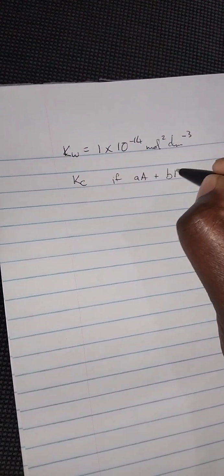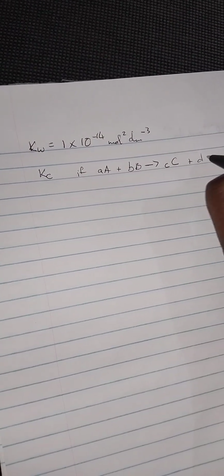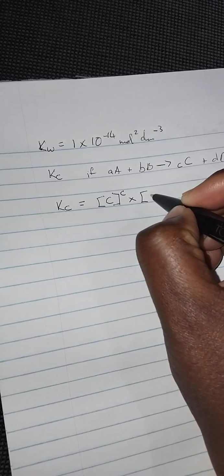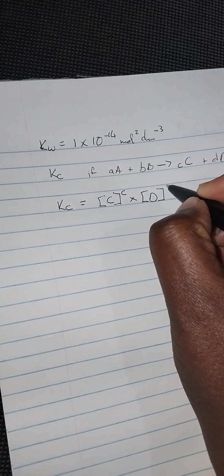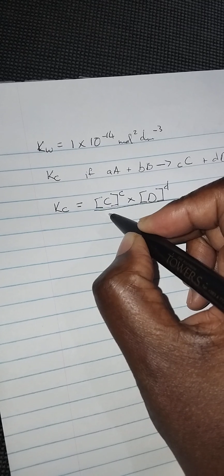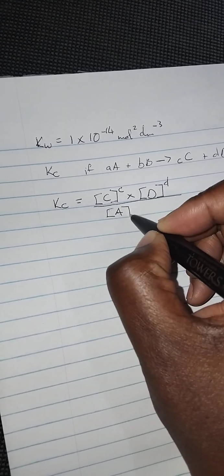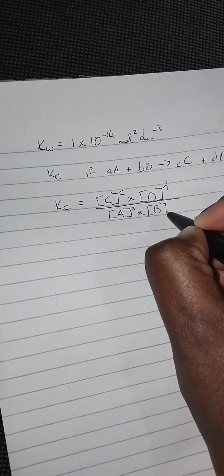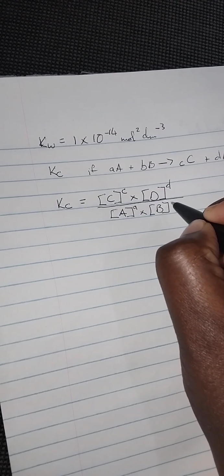If aA plus bB makes cC plus dD, then Kc is equal to the concentration of C raised to the number of moles of C multiplied by the concentration of D to the power of the moles of D, divided by the concentration of A to the power of the number of moles of A multiplied by the concentration of B to the power b.